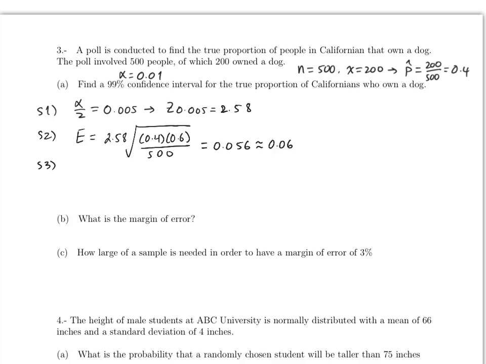Then remember step 3, you have to do p hat plus or minus e, which in our case will be 0.4 plus or minus 0.06. Then the answer will be p is between 0.34 and 0.46.